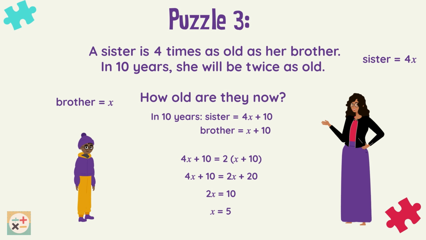Now we've figured out that x equals 5, we know the brother is currently 5 years old. And as the sister is 4 times his age, she is currently 20.